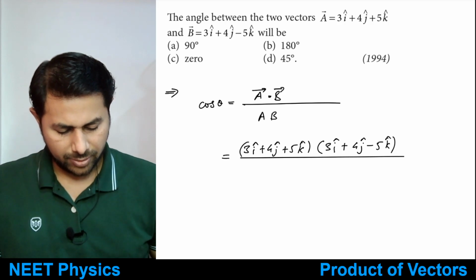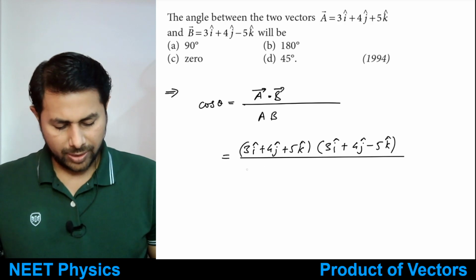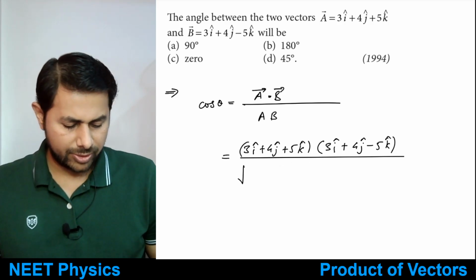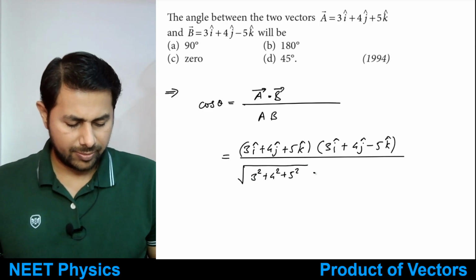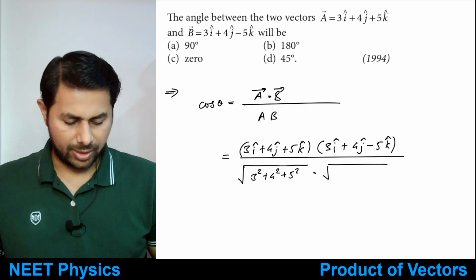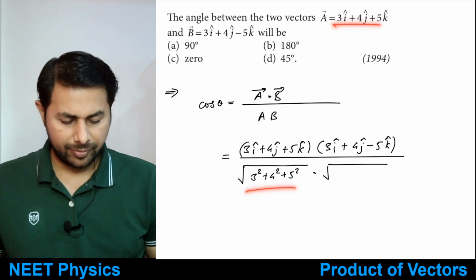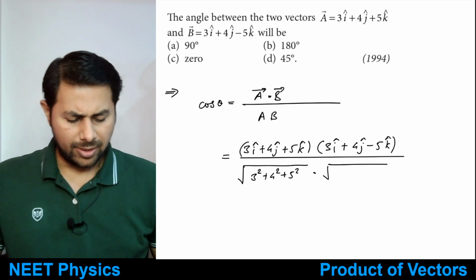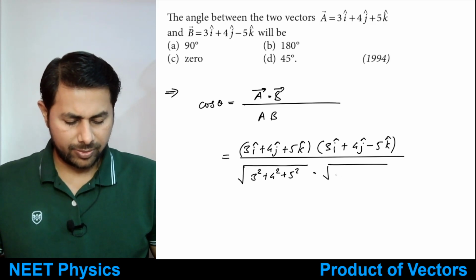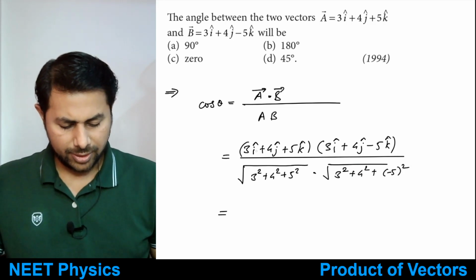Okay, and in the denominator you have square root of 3 square plus 4 square plus 5 square, multiplied by square root of... see, this is the magnitude of a bar: square root of ax square plus ay square plus az square. The magnitude of b bar is square root of bx square plus by square plus bz square. Okay, so what is this thing?